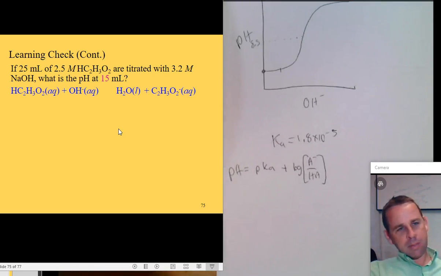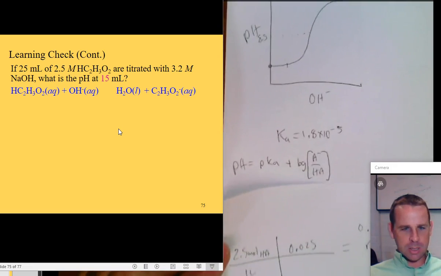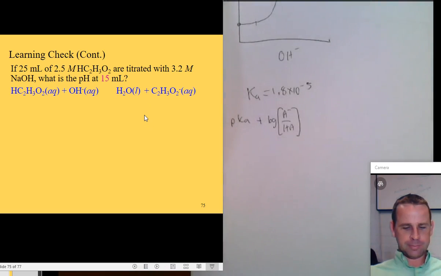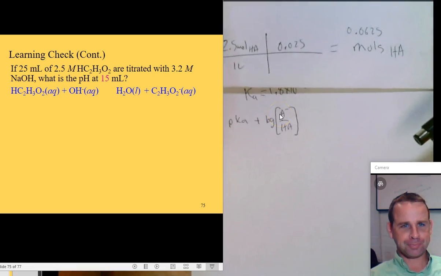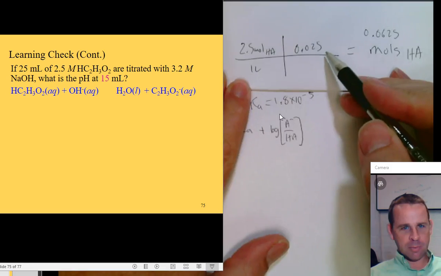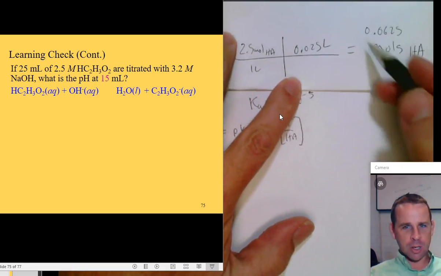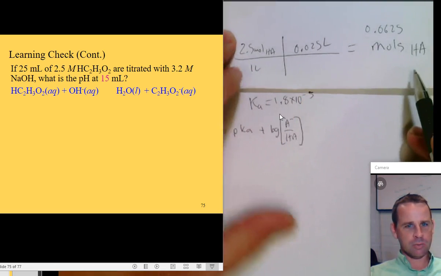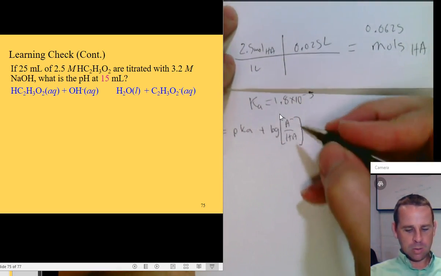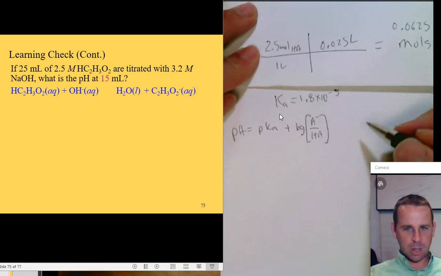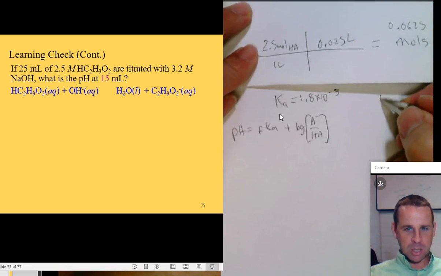So in this scenario here, we can use this same calculation as the previous problem because they told us that we're using the same concentration of acid and the same volume of acid, right? So we know that we're starting off with 0.0625 moles of the acid. Now that's not the value that can go here because that's just starting off. But I'll write that down here. How much acid do we start with?